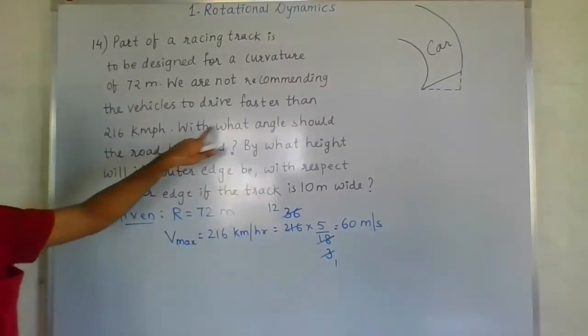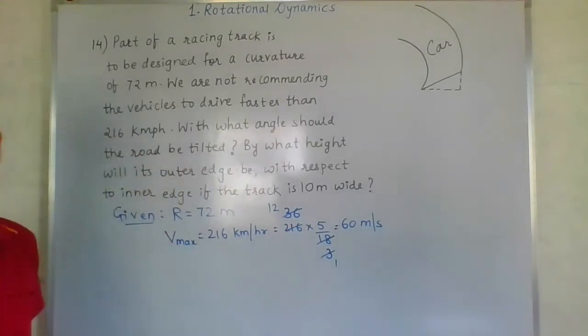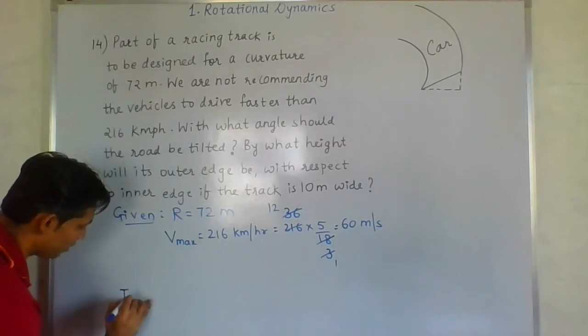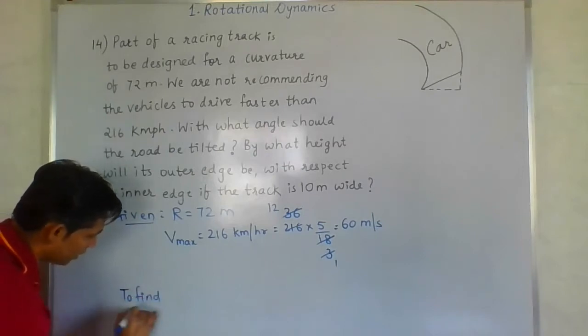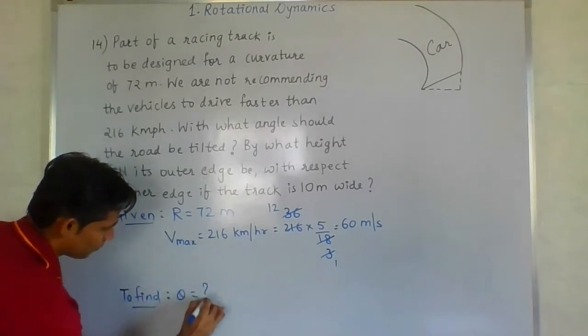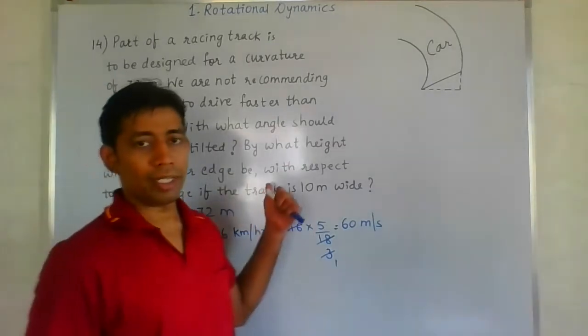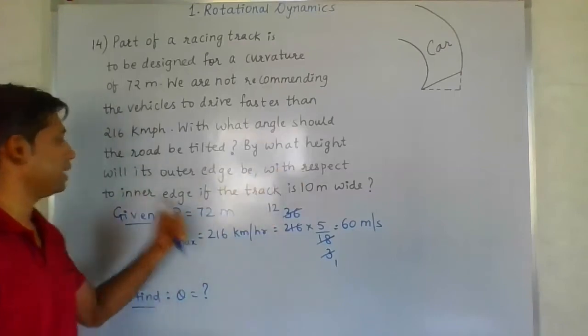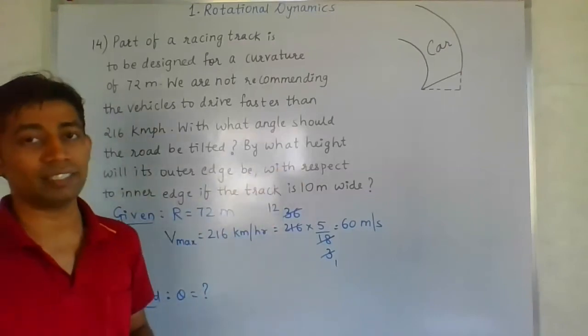Then what we have said: with what angle should the road be tilted? That is, what angle should be given to the road? It is a banking of road question. So I will write, we are supposed to find the angle theta. Okay, so next part is, by what height should its outer edge be raised with respect to the inner edge if the track is 10 meter wide?